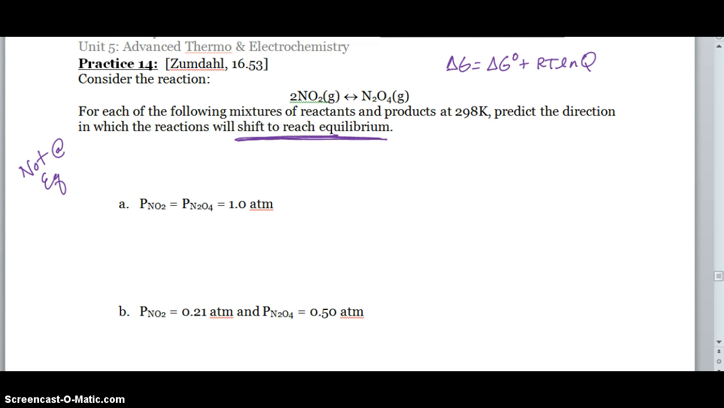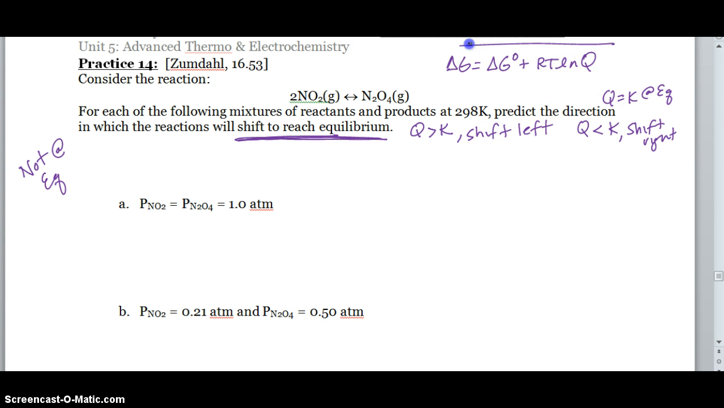In order to know which way you need to shift, if you think back, we've got to compare Q to K, right? If Q is greater than K, then we need to shift left. If Q is less than K, we need to shift to the right. And if Q is equal to K, then we are indeed at equilibrium. All we have here are concentrations that'll help us find a Q.